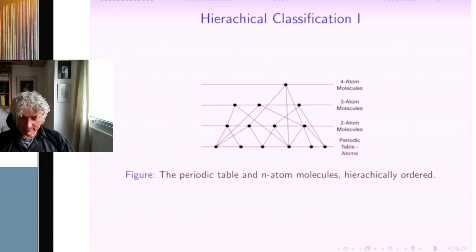So I interpret this 2-atom molecule as a group that uses this type of atom and this type of atom. So this could be, for example, carbon, and this could be, let's say, oxygen. So this vertex here on that level would represent carbon monoxide.